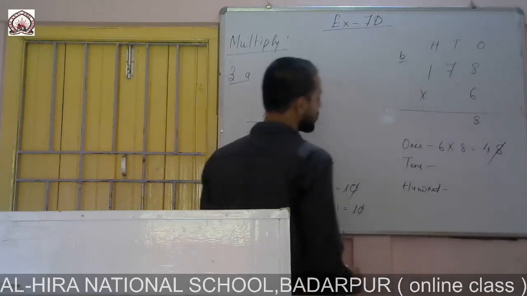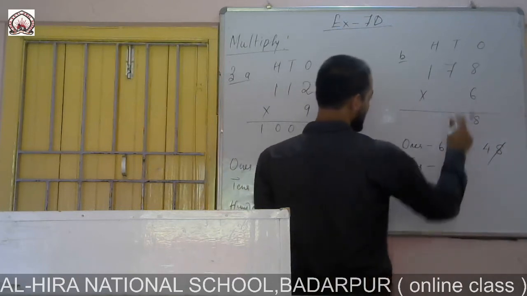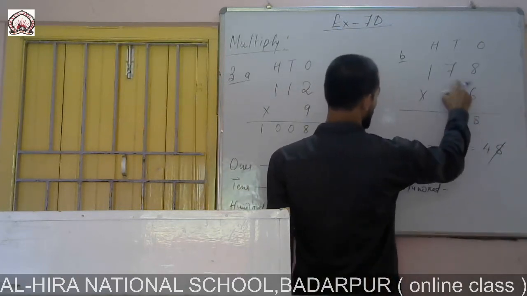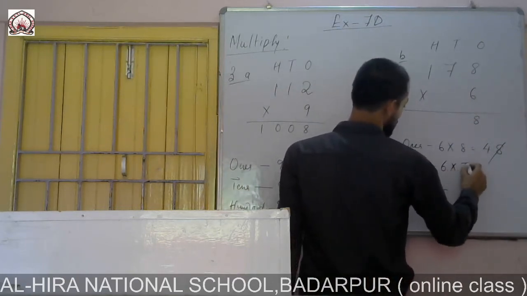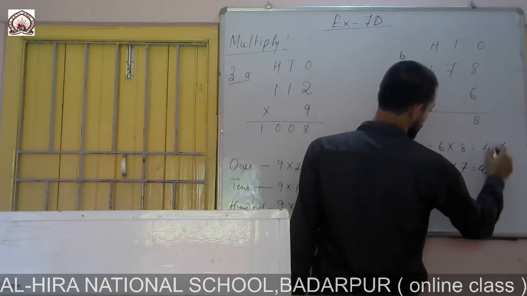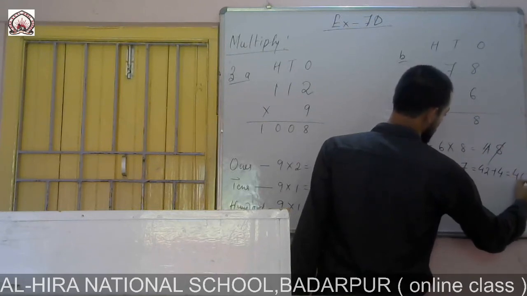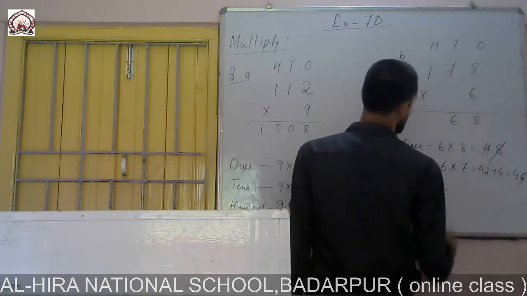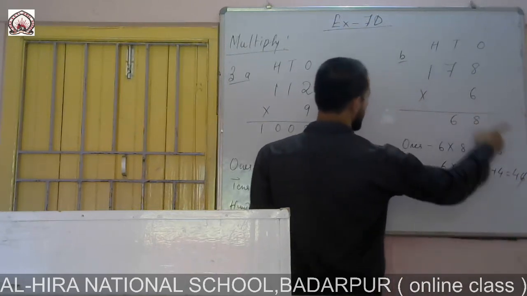4 will be here for which place? Tens place. So now next 6 into which place? 6 into tens place. So 6 into 7 equal to what? 42 plus this 4 equals to what? 46. So we have to write here 6.